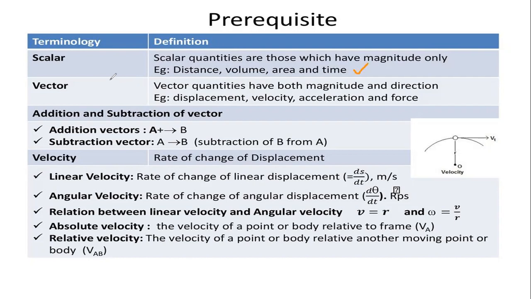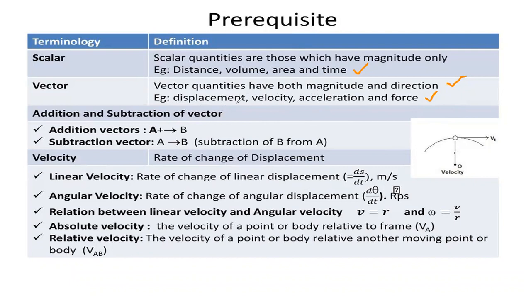And next one is the vector quantity. Vector quantities have both magnitude and direction. Examples of vector quantities are displacement, velocity, acceleration, and force. So these are the examples for vector quantities.